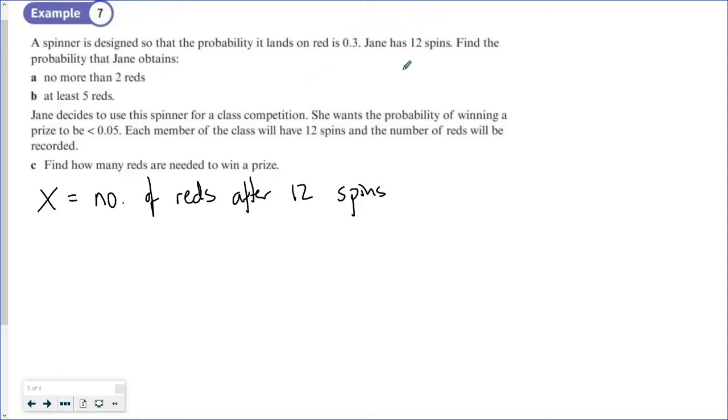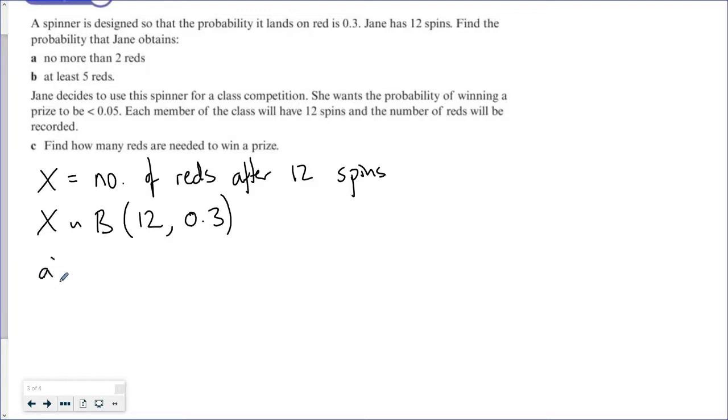Now we know that we're counting up 12 trial results basically. So each spin is a trial and it's either red or not red. So we know that X is going to be a binomial distribution and there's 12 trials because we're doing 12 spins. And the probability of success here, because we're counting the number of reds, is basically the same as getting a red. So that would be 0.3 as the probability.